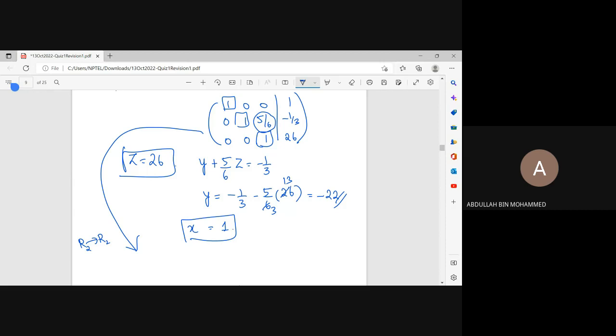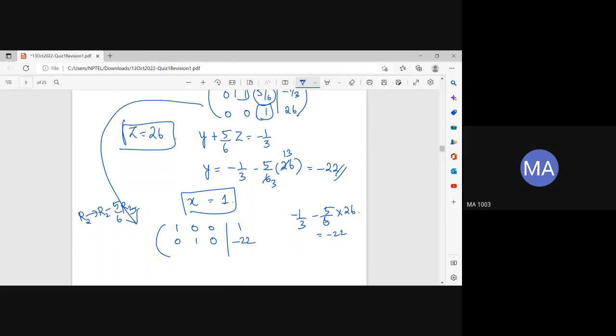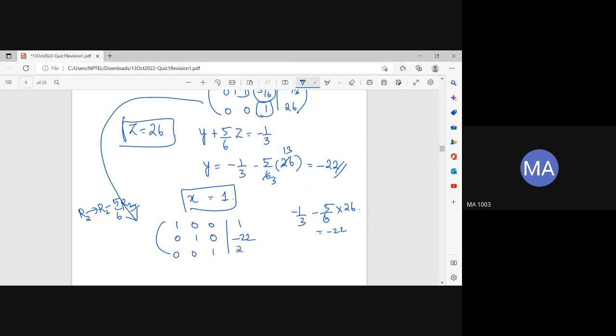R2 minus 5 by 6 R3. Yeah. 1 0 0 1 0 1. 5 by 6 minus 5 by 6 is 0. Minus 1 by 3 minus 5 by 6 into 26. Can you see that this is the step that is happening when we are doing RREF? Yes, ma'am. So that's going to give me minus 22, and R3 remains as it is.